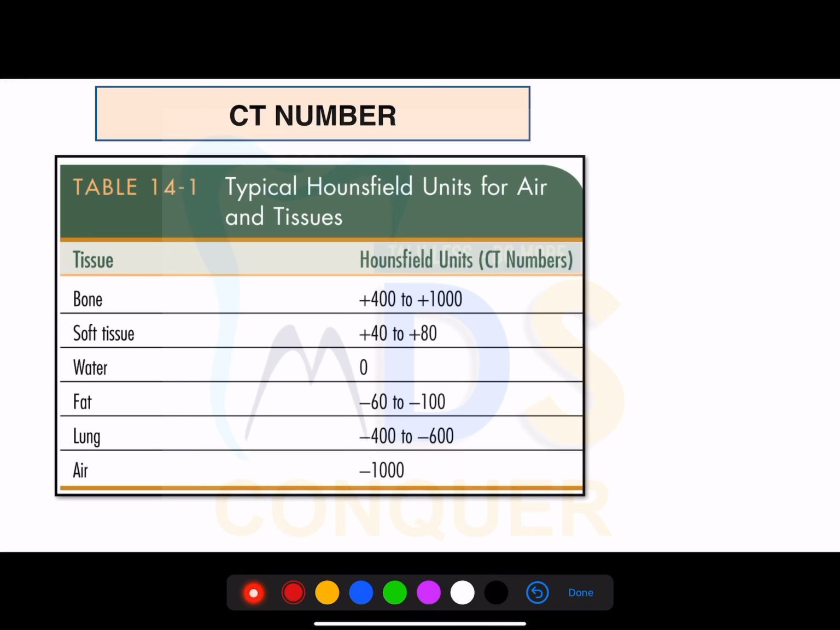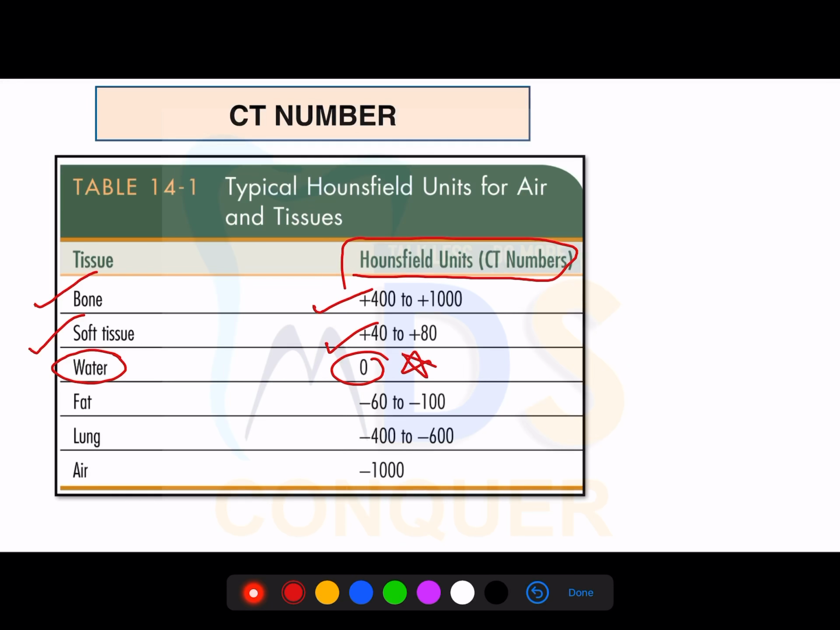Coming to the CT number, these are the Hounsfield units or the CT numbers. For bone it is plus 400 to plus 1000, whereas for soft tissue it is plus 40 to 80. Water is important because the Hounsfield unit of water is 0. For fat it is minus 60 to minus 100, for the lung it is minus 400 to minus 600, and for air, again important, it is minus 1000. So you have to remember the Hounsfield units of each tissue, because they can ask you increasing order or decreasing order type of questions.